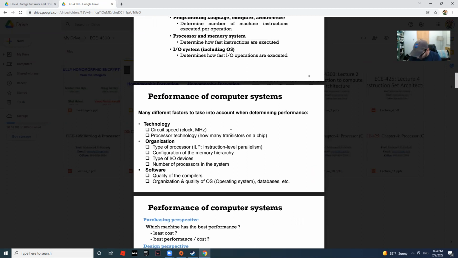To carry on in the process, for performance in computer systems, you need to think about different factors, and we already talked about them before, right? Technology, and by technology, how many transistors can fit on the chip. Also, that will tell you what the maximum frequency will be on the chip. Also, the processor technology. And those two aspects we already talked about before, right?